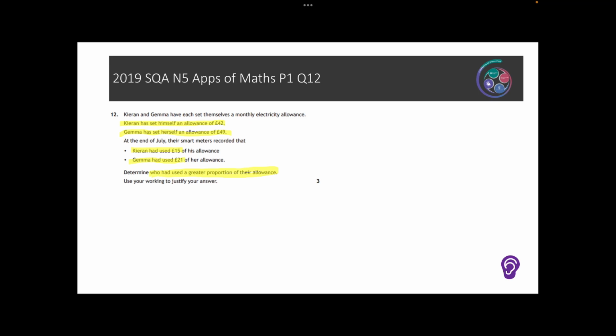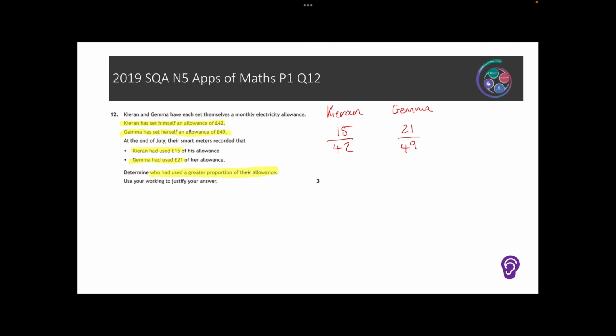Now, all that means is I want to find out in terms of how much they were allowing for, who's used the greatest proportion of that. So, Kieran has used £15 out of 42. So I'm just going to write that as a fraction to show that. Gemma has used £21 out of her 49.